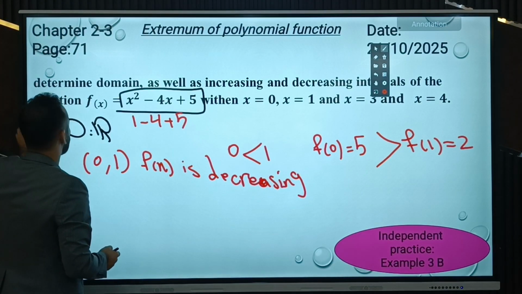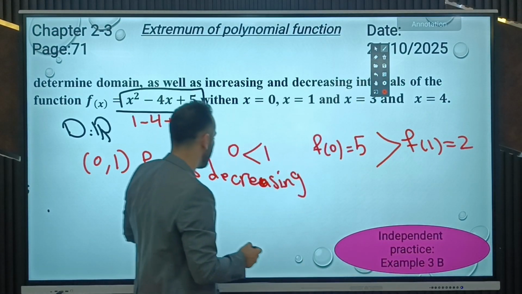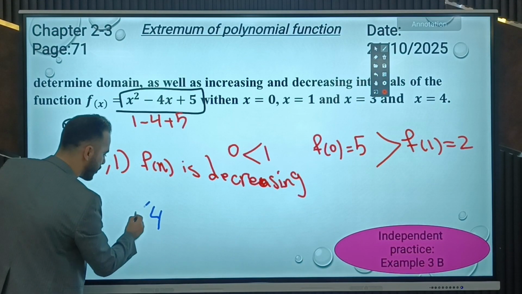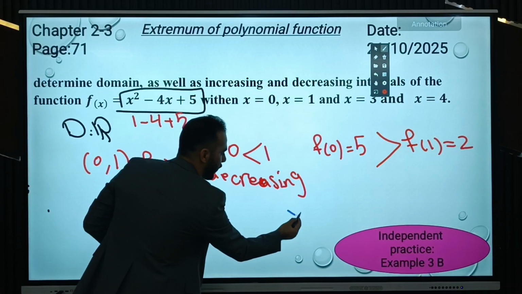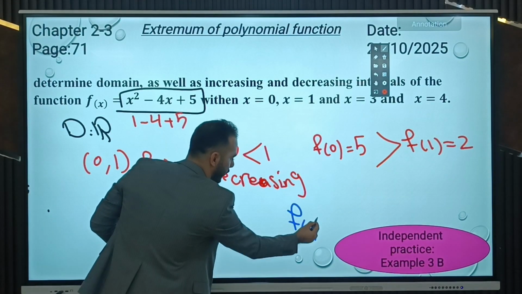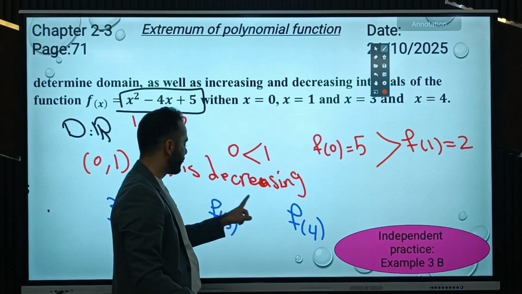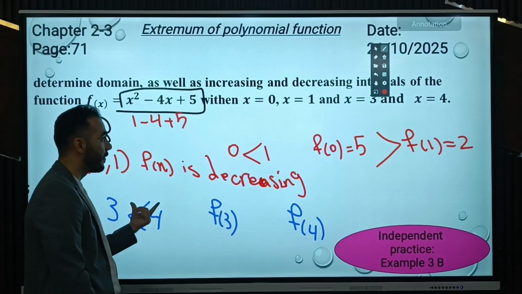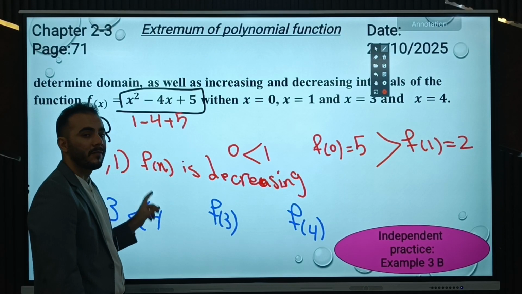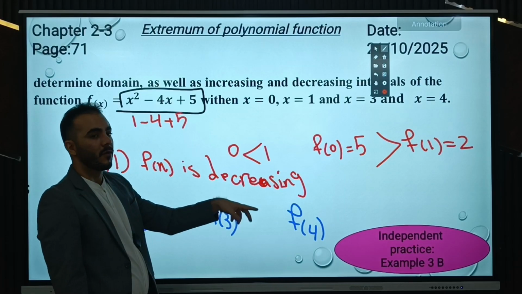Okay, let's check the next one, 3 and 4. Everybody knows that 4 is greater than 3, right? But let's find out f of 4 and f of 3. If f of 4 was bigger than f of 3, we are going to say that in this interval, which is from 3 to 4, the function is increasing. But if f of 3 was bigger than f of 4, again, we are going to say that our function would be decreasing in this interval too, just like the previous one.